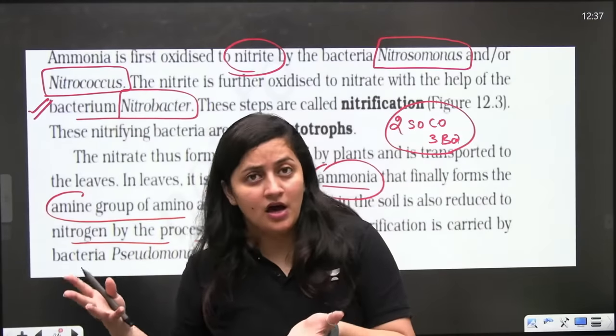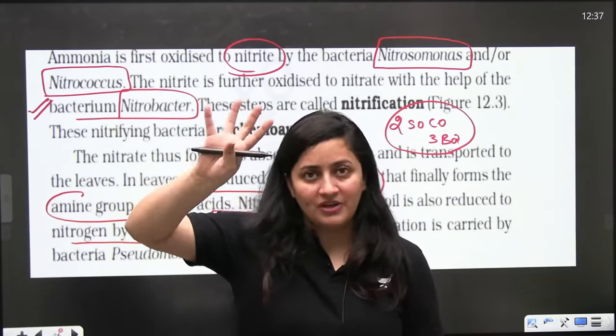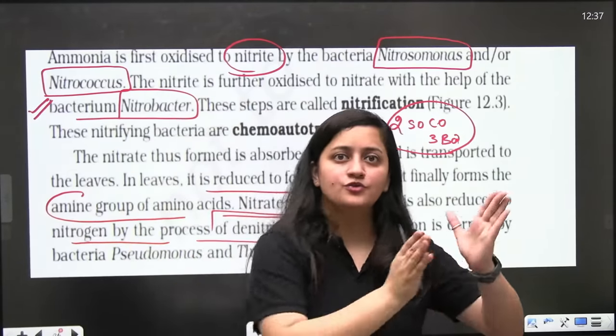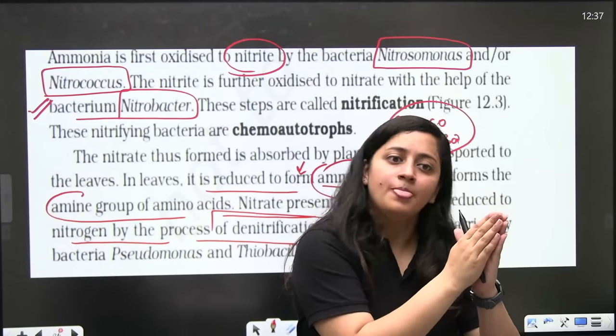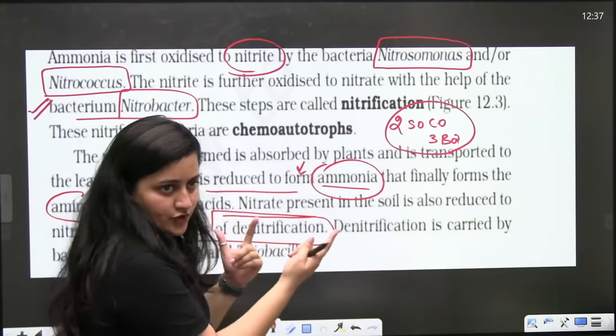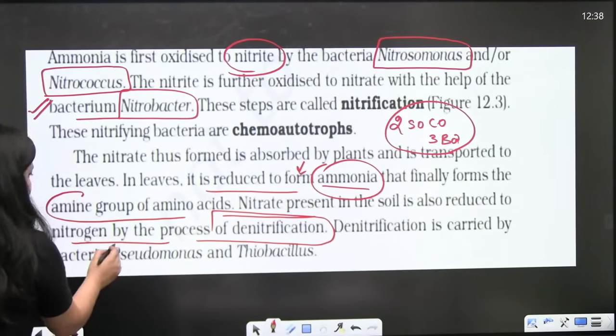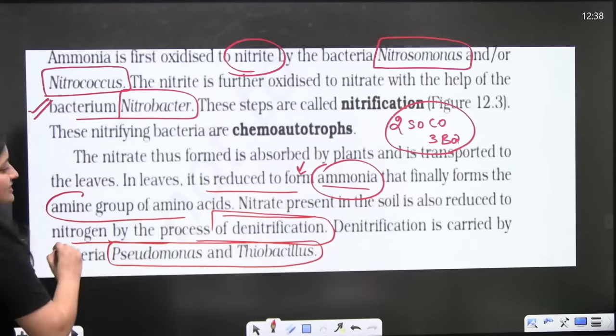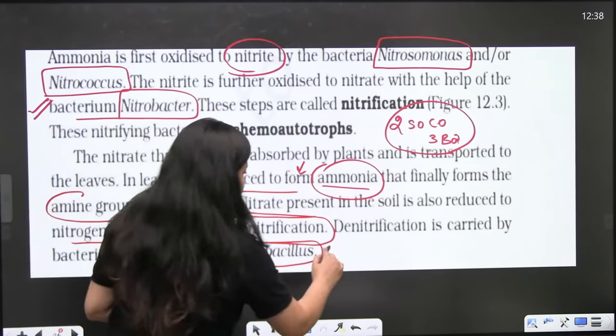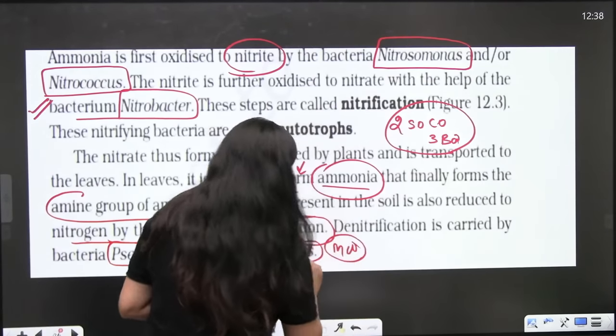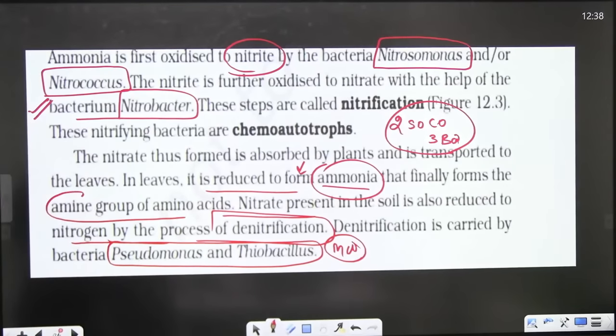Nitrogen to ammonia, ammonification. Nitrogen from dead plant biomass and animal biomass is going to form ammonia. That is ammonification. Okay. And denitrification, it's pseudomonas and thiobacillus. It is again the important MCQ.